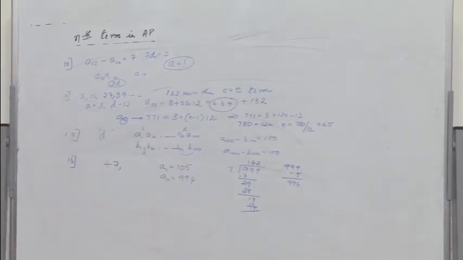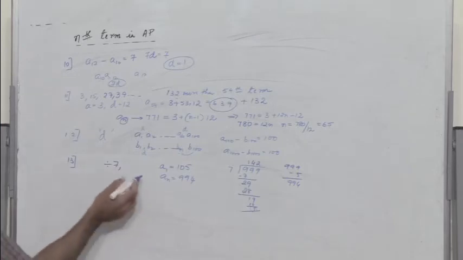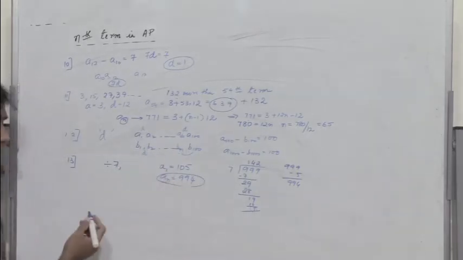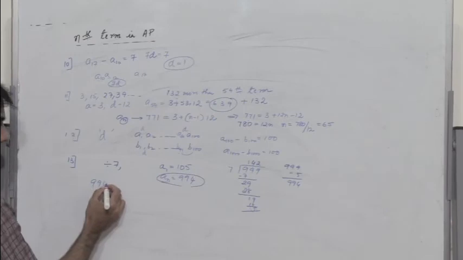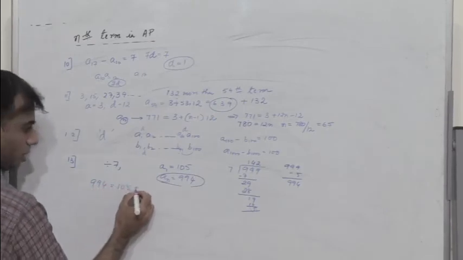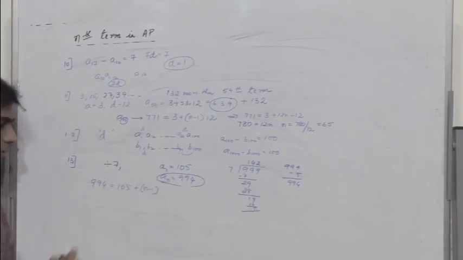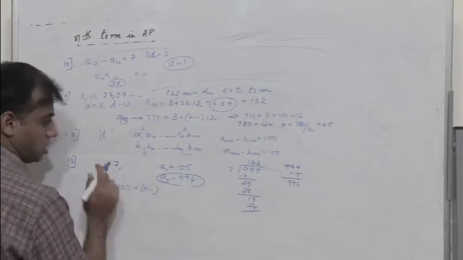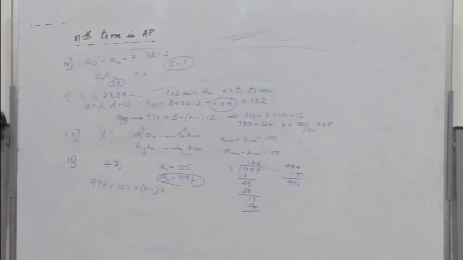So I would like to know how many terms there are. If this is the first term and this is the last term, we need to find the value of n. So 994 equals 105 plus (n minus 1). D is 7 because it is divisible by 7. So I have 7 here.